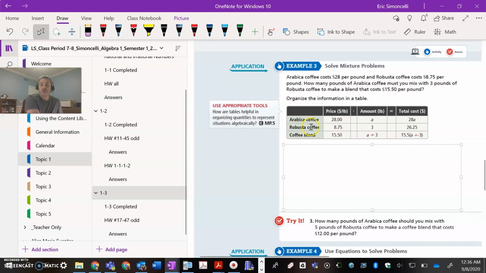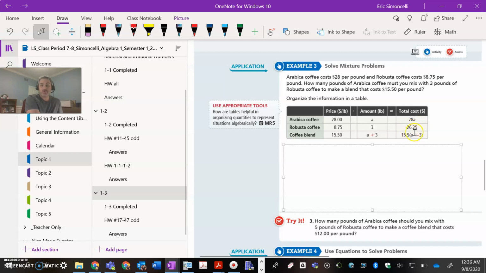Particularly, you've got Arabica coffee. The price per pound is 28. Robusta, 8.75. Now you don't know A. A is going to be the amount in pounds of the Arabica, and then 3 is what we know to be the pounds of Robusta. The total cost we don't therefore know for Arabica, so 28 times A.